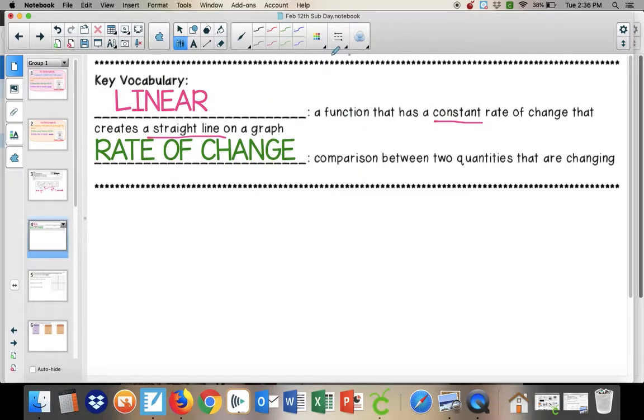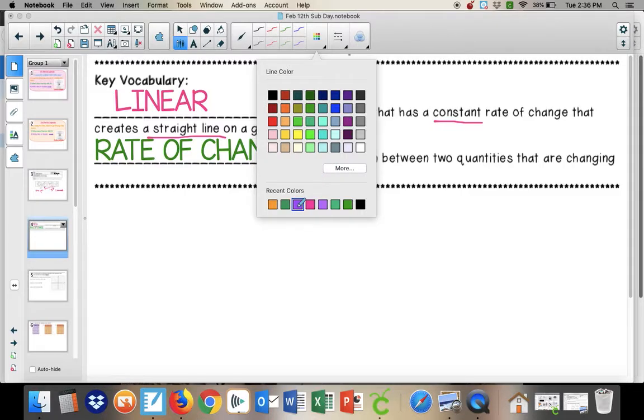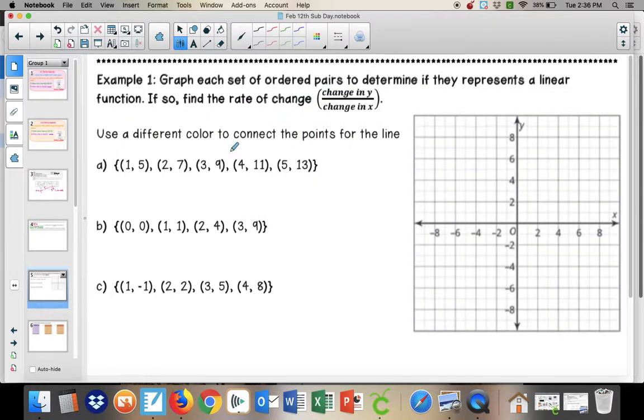Again, as we go through this lesson, pause whenever you feel you need to, and then just start it back up. All right, it says graph a set of ordered pairs to determine if they are linear. If so, find the rate of change. Use a different color to connect the points on the line. So at this point, I'd probably go and get 2 other colors or borrow your neighbor's.